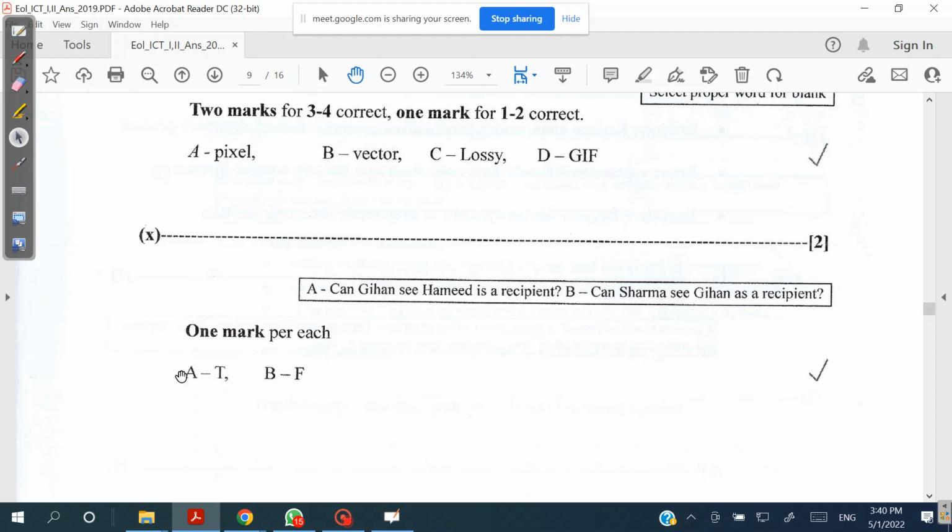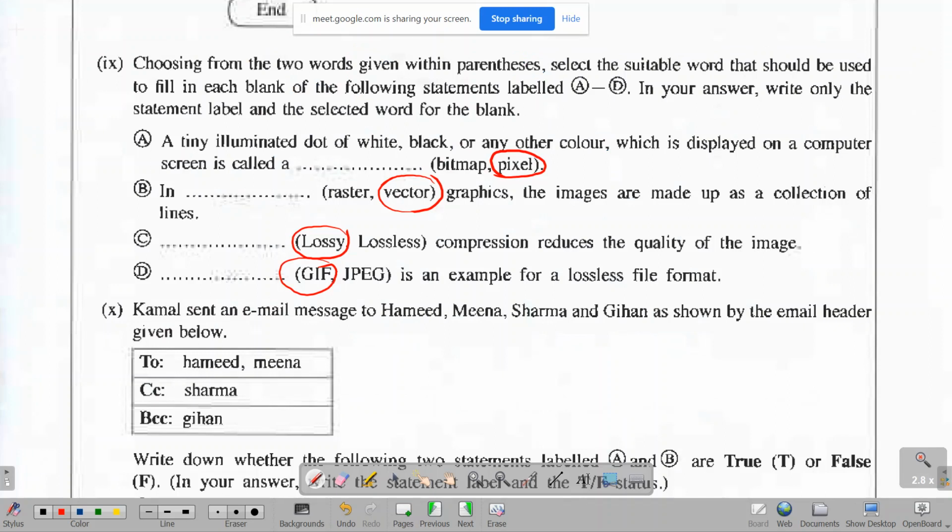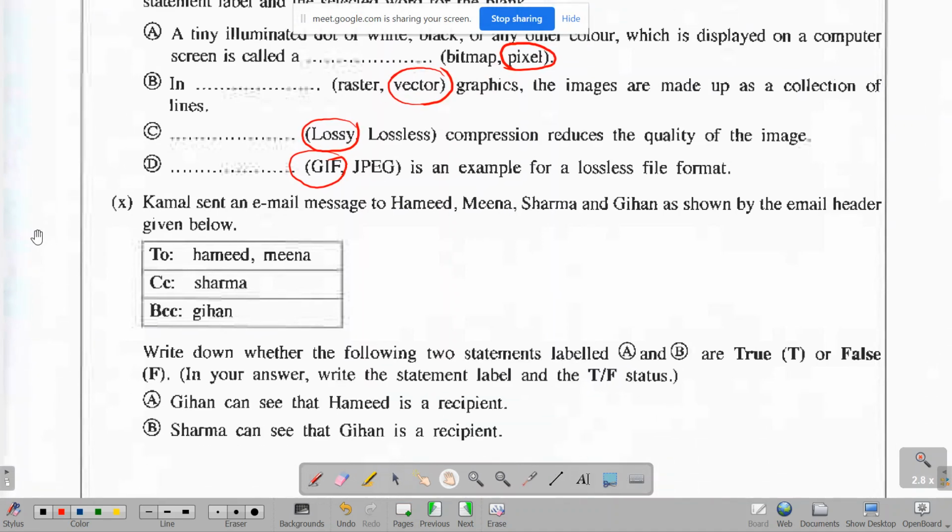We can't clean it. Okay, for the 10th one, statement A is considered to be true and statement B considered to be false. Let's see why. As I remember, yes, it was the email question. So in the email, Gihan will be able to see both these parties, right? To people will only see, CC people will only see the To people. And if there are any CC people, they will see that as well.